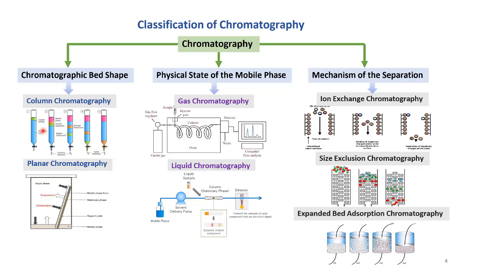There are different types of chromatography again. On the basis of the bed shape, we have column chromatography and planar. The planar one is the paper one which you might have used in your 12th standard. Then on the basis of the physical state of the mobile phase, we have gas chromatography and liquid chromatography. In gas chromatography, the sample is injected in a gaseous form, and in liquid chromatography, the sample is injected in a liquid form. Then on the basis of the mechanism of separation, we have ion exchange chromatography, size exclusion chromatography, and expanded bed absorption chromatography.